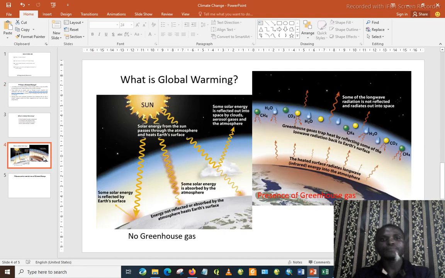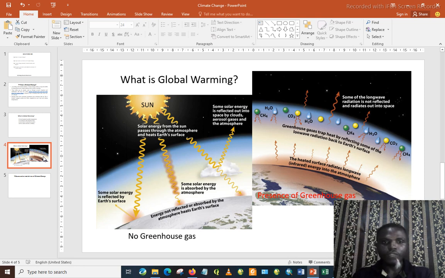On this diagram, we're still talking of global warming. On the first diagram to the left, we have the Earth without greenhouse gases in the atmosphere. Sun rays carrying heat radiations from the sun hit the Earth's surface. Some of the radiations are absorbed by the Earth's surface, some reflected by the atmosphere. Now, these radiations that are absorbed, if there are no greenhouse gases in the atmosphere, will equally be re-emitted back to the space.